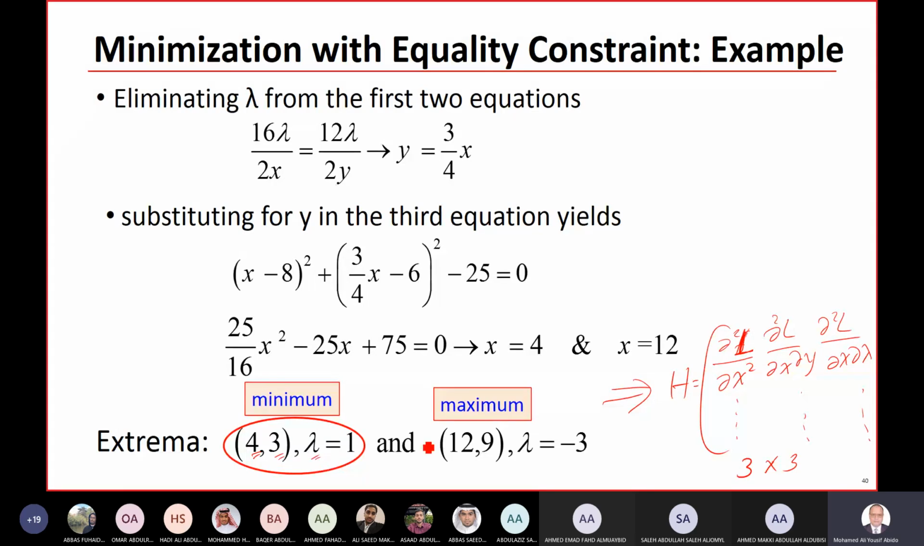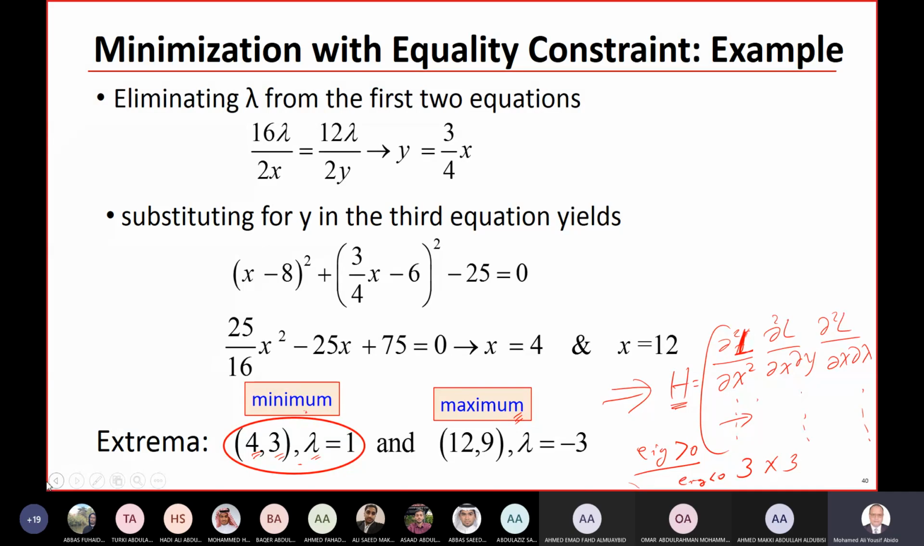x, y, lambda here and you get the eigenvalues of H, so these eigenvalues will be positive, greater than 0. That means this point is a minimum point. Okay, if you substitute again here with 12 and 9, and minus 3, you will get eigenvalues less than 0, negative eigenvalues. In this case, you can say this point is a maximum.